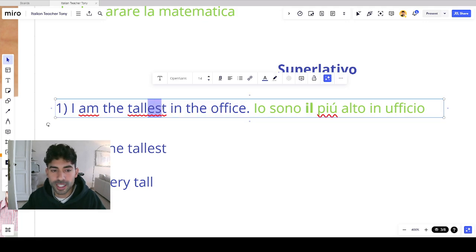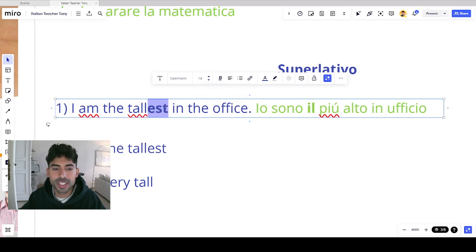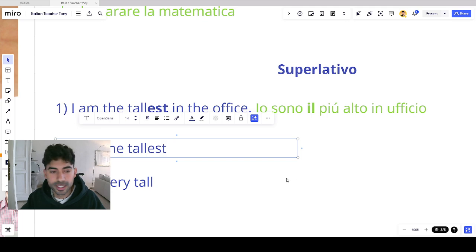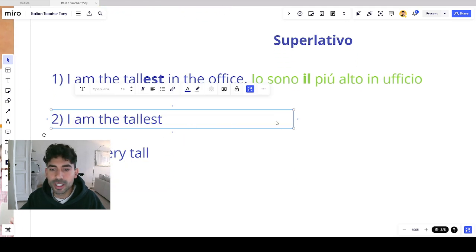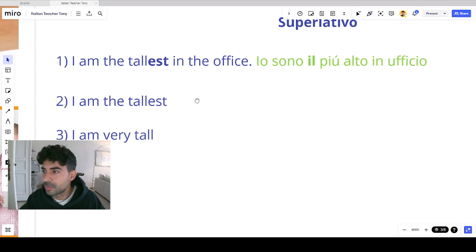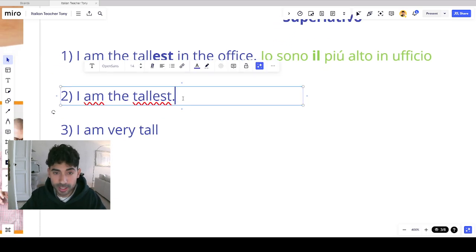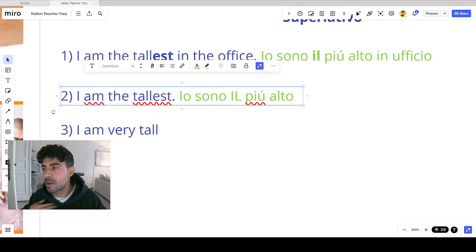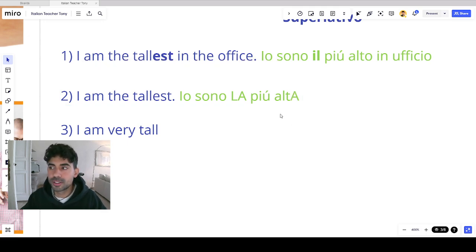This equivalent of adding the article is the equivalent of this "-est" form in English. If I simply want to say "I am the tallest," no matter if it's in the office or not, it's the same construction. And in fact, in Italian, it's going to be io sono il più alto. Same way, if I am a woman, then I would have to say io sono la più alta, because obviously you need to conjugate always for gender and number.